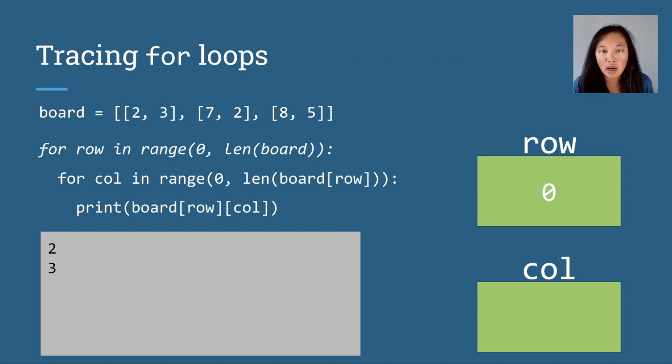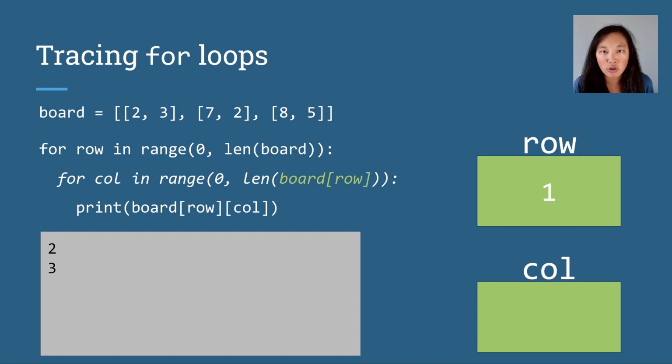So we had row equal to 0. So we're going to move on forward with our range here as well. So range for row is going to be 0 through 3 because the length of board is 3, as we established earlier. So now row is going to be 1. We go inside that for loop and we have for call in range 0 to length of board of row.